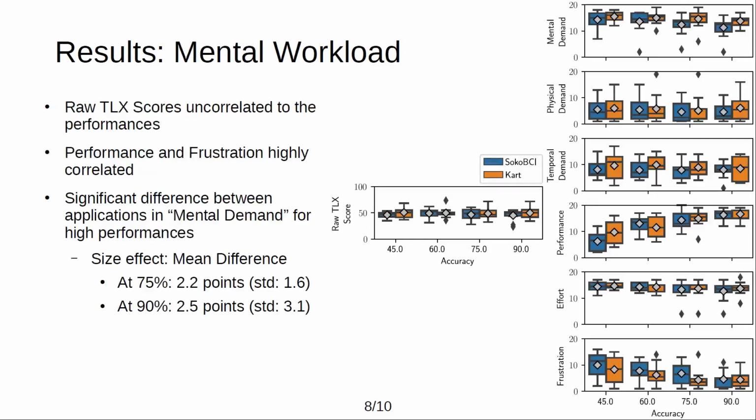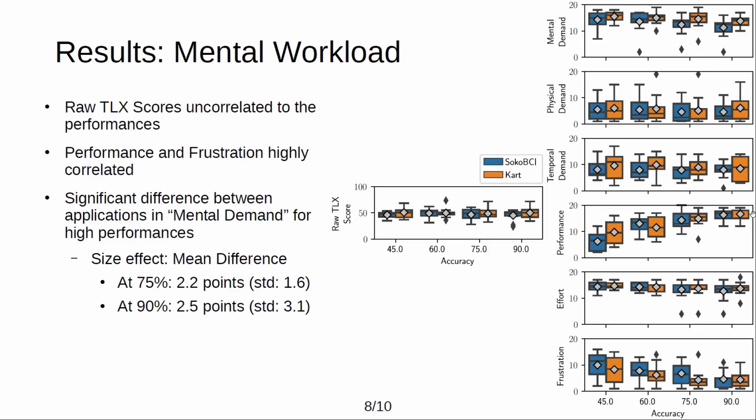The mental workload level was measured with the raw TLX. For each application and each accuracy, we display here the distribution of the scores using box plots. And we can observe that the raw TLX scores seem uncorrelated to the performance of the BCI, as each distribution is centered around 50. However, when investigating each individual dimension of the questionnaire, we can observe that the self-assessed performance of the user and the experienced frustration are highly correlated to the sham accuracies.